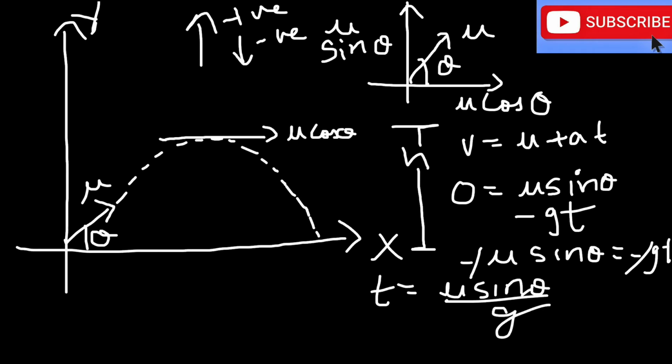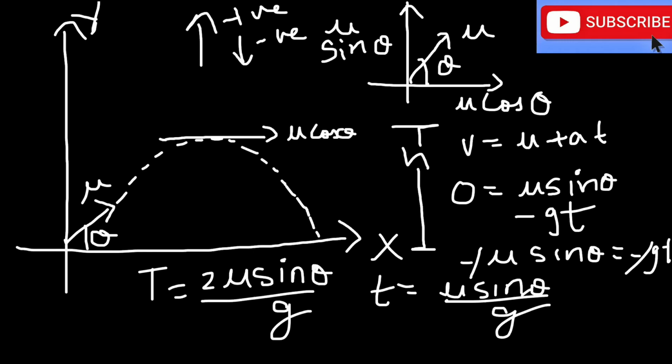Now this is not the time of flight. Why? Because this is the time when the projectile reaches its maximum height. But we have to calculate the whole time. So the whole time, denoted by capital T, will be 2u sin theta upon g. So this is our time of flight.